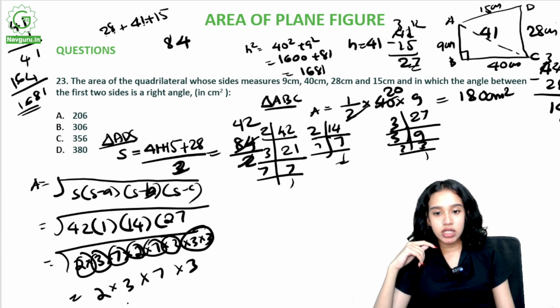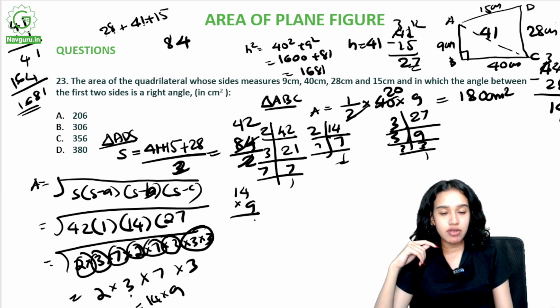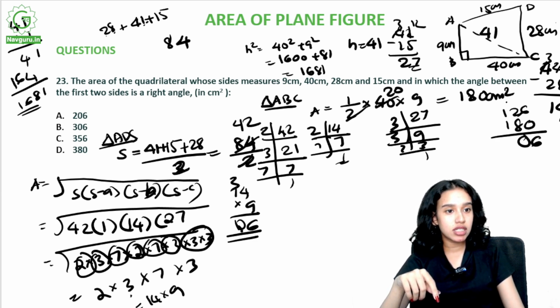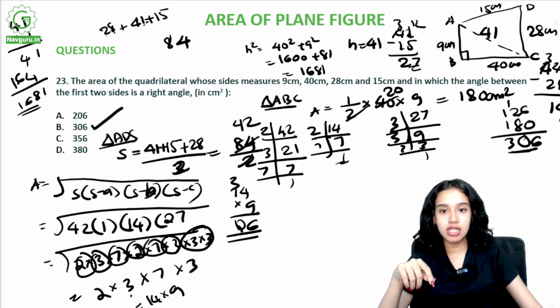So we have 14 into 9. 14 into 9 is: 9 4s are 36, 9 1s are 9, 10, 11 and 12, 126, and 126 plus 180, we got 180 as the first answer. So 6, 10, 3. So the answer for this question is 306.